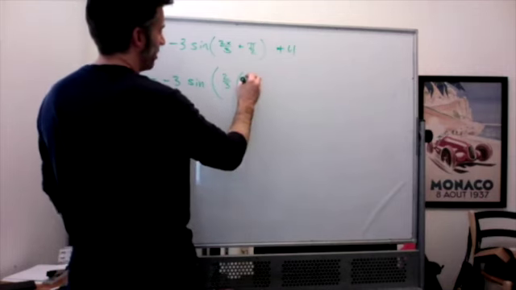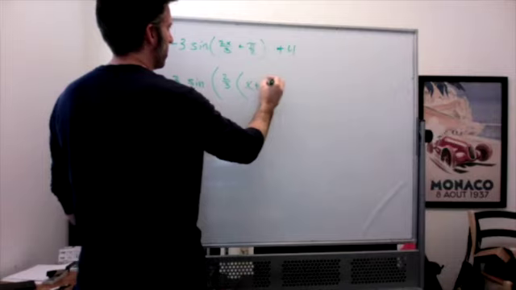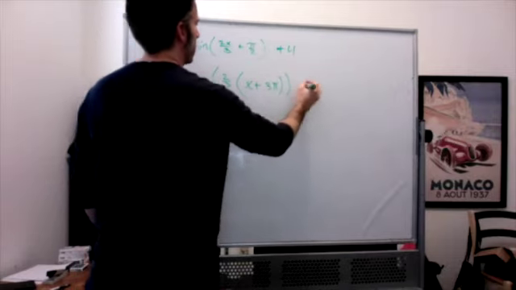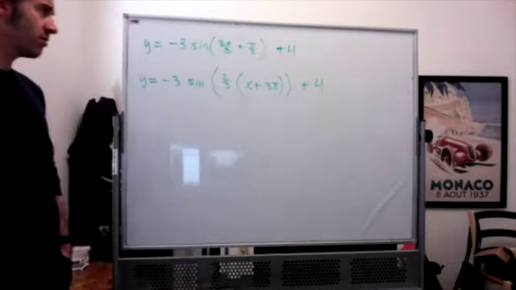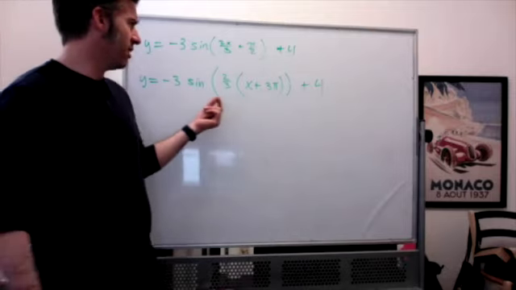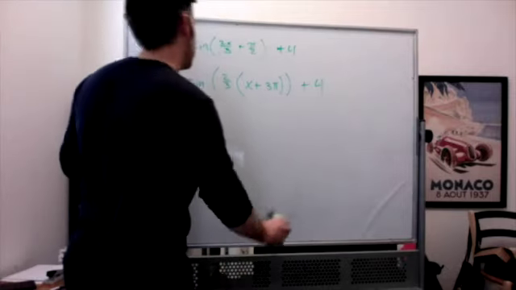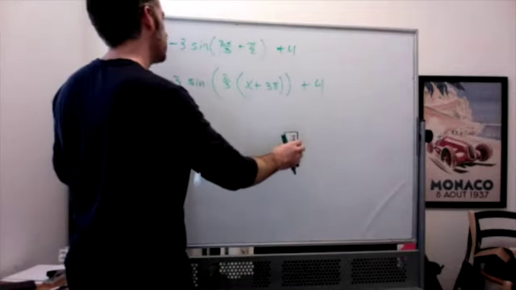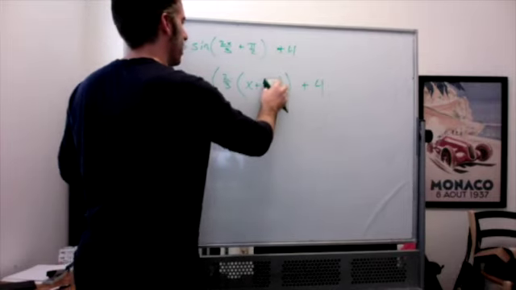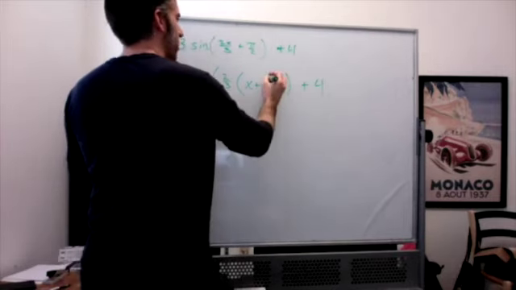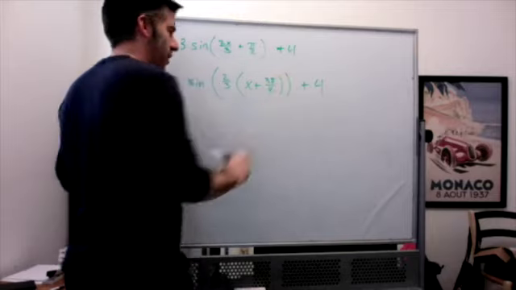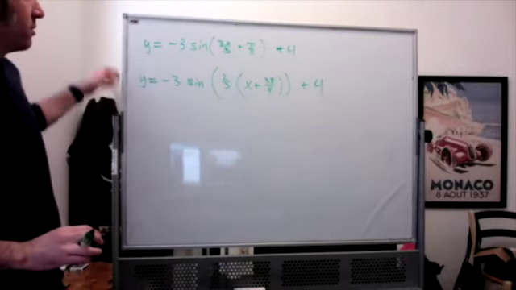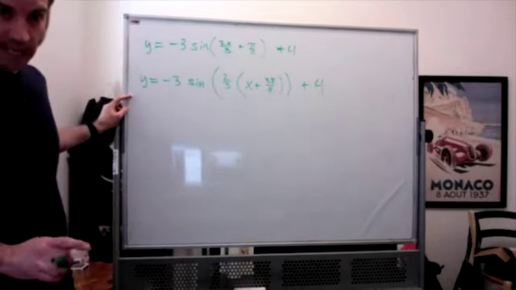Sorry, I think that's right. Yeah, x plus 3 pi plus 4. Where the... that's not quite right. Sorry. 2 pi over 4. Sorry, did the math wrong in my head. There we go. So this equation and this equation are the same.